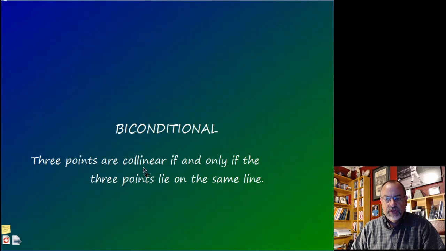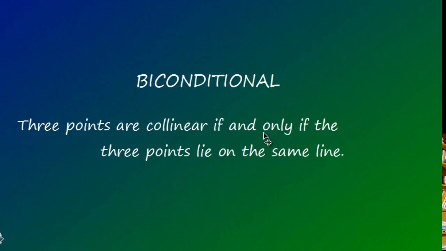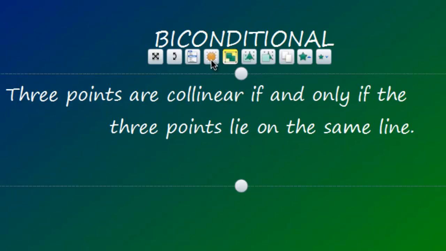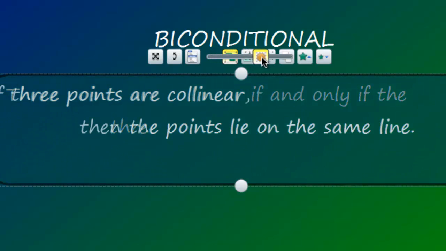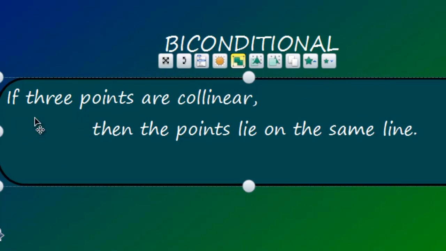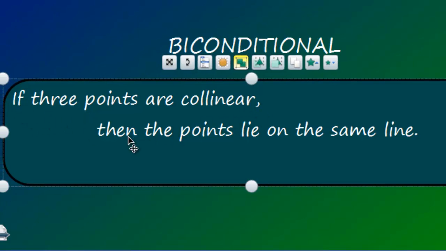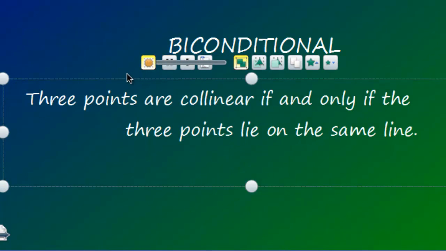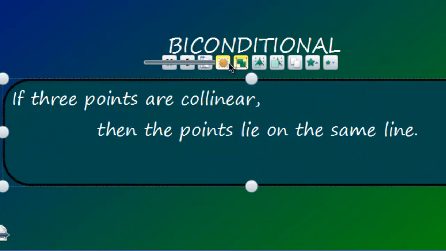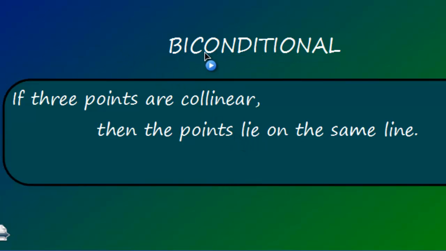So here, let's go in reverse. 3 points are collinear if and only if the 3 points lie on the same line. So we should take out the words if and only if, and put back the word if at the beginning and the comma and then. So I go from 3 points are collinear if and only if the 3 points lie on the same line to: if 3 points are collinear, then the 3 points lie on the same line. That gives me my conditional statement.